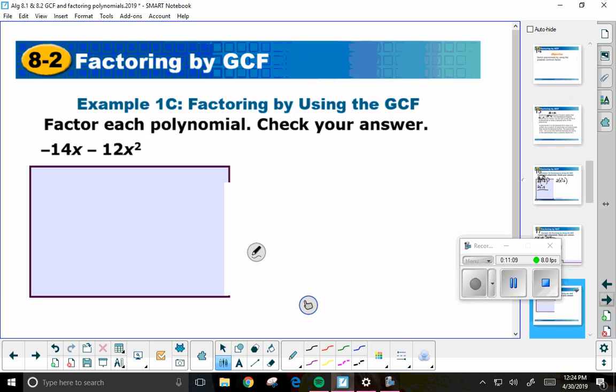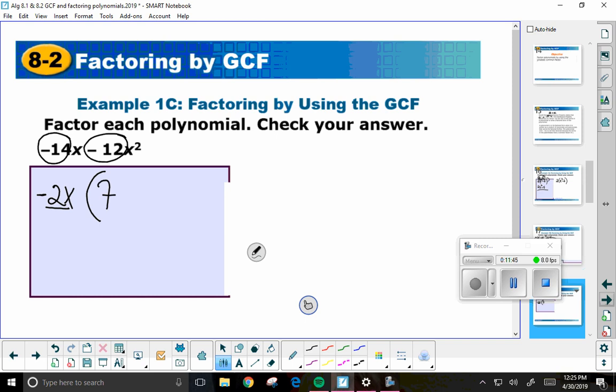All right, so for this one, I see a lot of negatives. I see that each of my terms have an x in them, so I need to find the greatest common factor of negative 14 and negative 12, and that's going to be negative 2. I also see that there's an x in each one of these, at least one x, so I'll make that be negative 2x. What would I multiply negative 2x by to get negative 14x? And that would be 7.